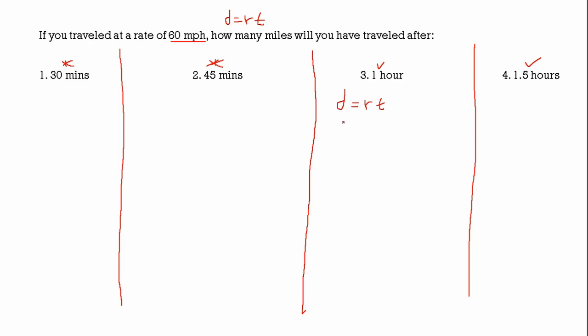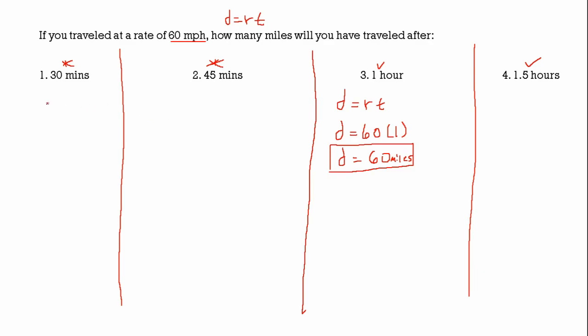So, in this case, we don't know what our distance is. That's what we're trying to find out. We know our rate is 60 miles per hour, and we know our time is 1 hour. So this problem becomes 60 times 1, which is just 60. So you know that after an hour, if you're traveling 60 miles per hour, you'll have gone 60 miles. Pretty straightforward, and I'm purposefully making this problem easy. That way when we get to more difficult problems later in the presentation, you'll have this tool to use.